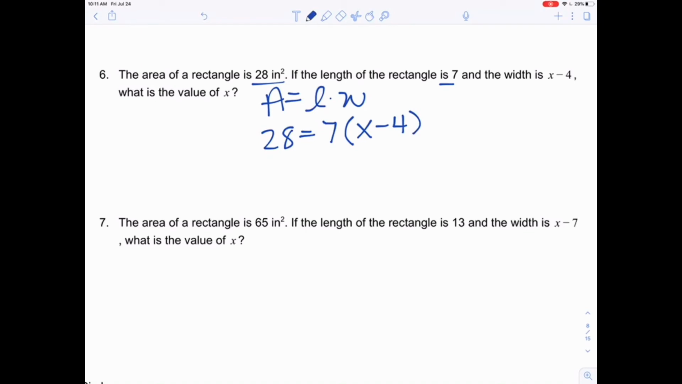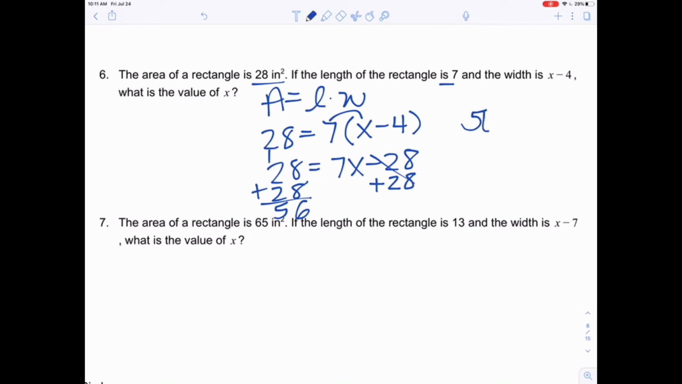So let's go ahead and distribute here. 28 equals 7 times x, 7x. 7 times negative 4 is negative 28. So now I'm going to plus 28, plus 28. 28 plus 28 gives me 6, carry the 1, 56. So 56 equals 7x. I'm going to divide by 7, and 56 divided by 7 is 8. So the value of x, that's what the question is asking me for, x equals 8.